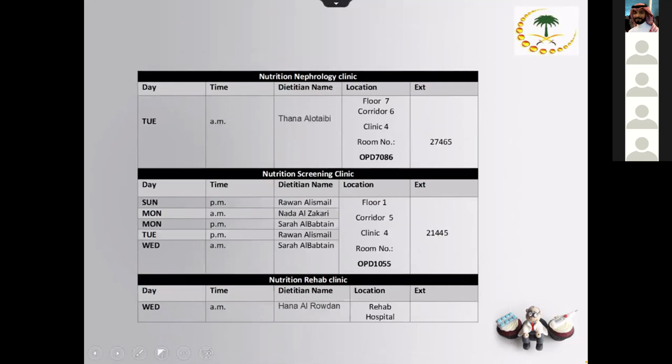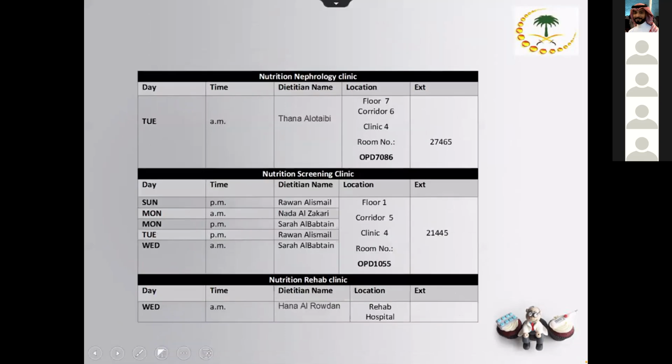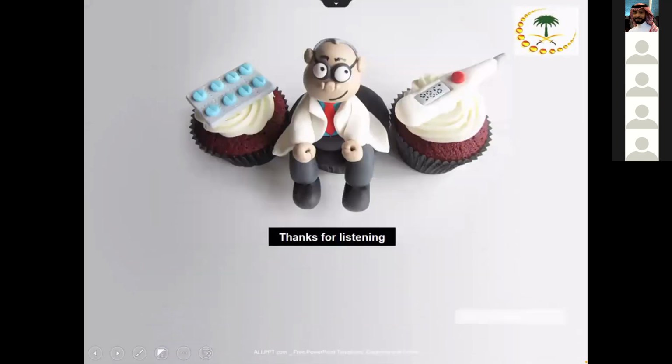These are roughly all the clinics that we have, but for palliative patients, either the main nutrition clinic or oncology if they are oncology patients. That's it for today.